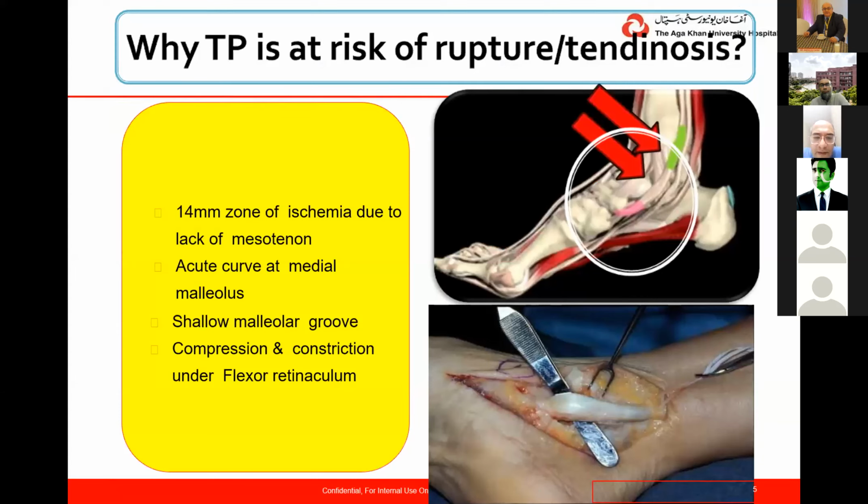So why does tibialis posterior rupture and is a problem rather than peroneus longus or brevis? So there is a 14 millimeter zone of ischemia due to lack of mesotenon, and there is an acute curve. Most of you have fixed medial malleolus. You can see that the tibialis posterior curves behind the medial malleolus, and it has got a very shallow groove. And there is chance of compression underneath the flexor retinaculum. Next.